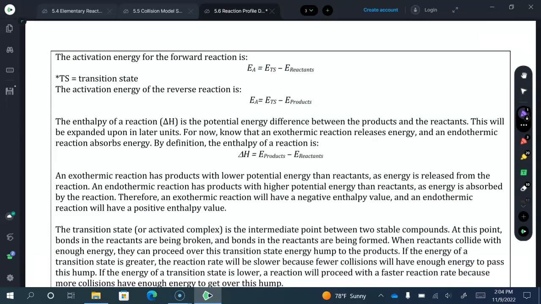Yeah. The enthalpy of reaction, or delta H, which we haven't talked a lot about in the past, is the potential energy difference between products and the reactants. So it's described by this. This is going to be expanded upon in later units. For now, know that an exothermic reaction releases energy and an endothermic reaction absorbs energy.